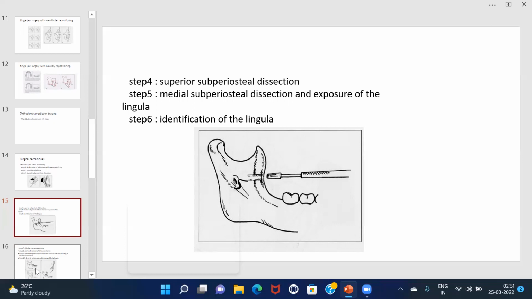The panoramic radiograph may be a helpful guide. However, the lingula is often difficult to visualize because of the convexity of the internal oblique ridge. If visualization is difficult, the ridge should be reduced with a large trimming burr.